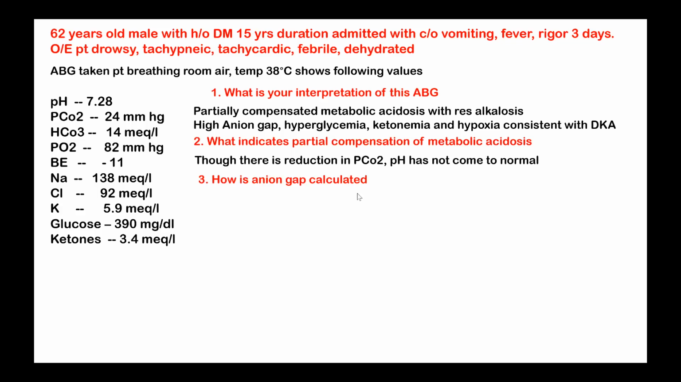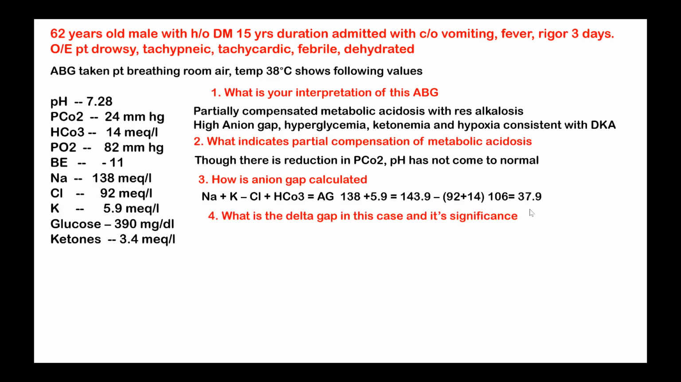How is anion gap calculated? Unmeasured anions minus unmeasured cations, sir. Sodium plus potassium minus chloride and bicarbonate. The anion gap here is 37.9. Is it normal or high? Increased, sir. Very high.